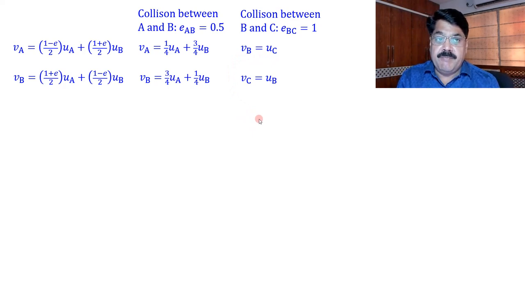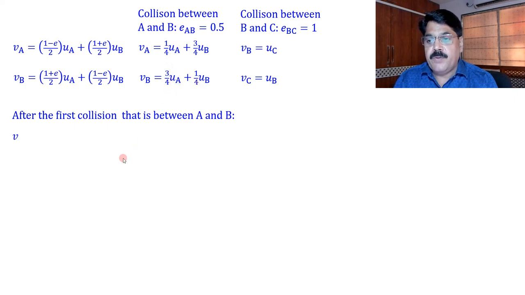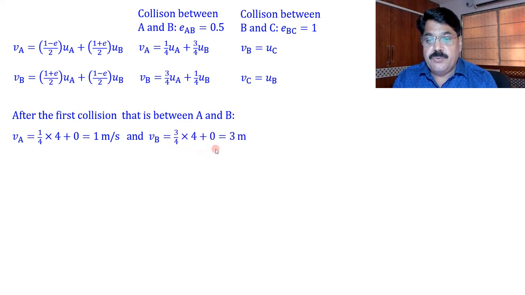Now we can see from the given situation that the first collision will occur between bodies A and B. Let us write the velocity immediately after the first collision. Initial velocity of A was 4 and UB was 0. Substituting, 1/4 into 4 plus 0 is equal to 1 meter per second, and VB is equal to 3/4 into 4 plus 0, so that is 3 meter per second.